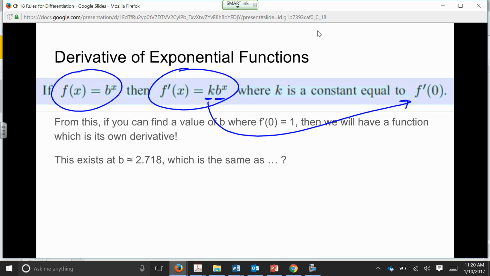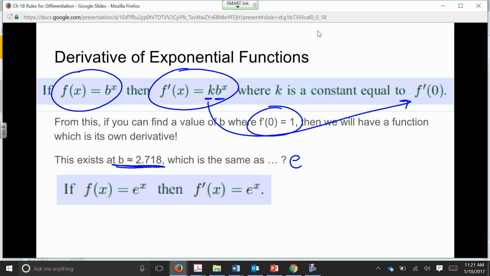Now, from that, if you wanted to actually find the derivative, you would need to know what f prime of 0 is. Now, if f prime of 0 equals 1, then you have a function that's its own derivative. And that exists when b equals 2.718, and hopefully that value, 2.718, looks familiar. In fact, it's e, that magic number e that we talked about. All right? Now, what does that mean? That means if you have f of x equals e to the x, then f prime of x also is e to the x.